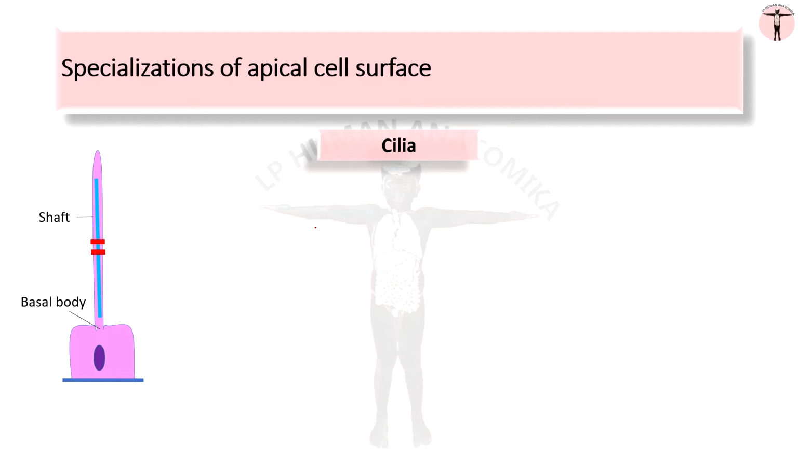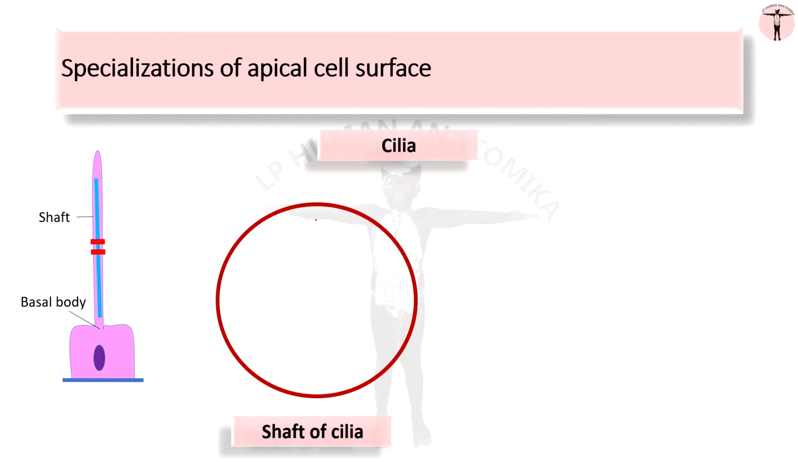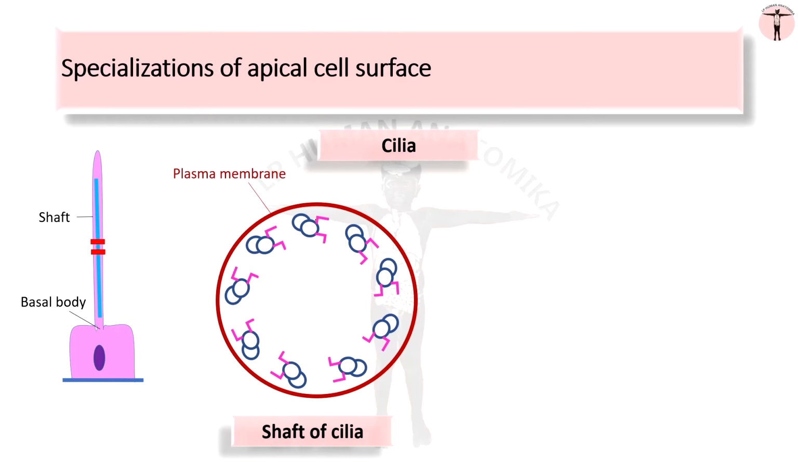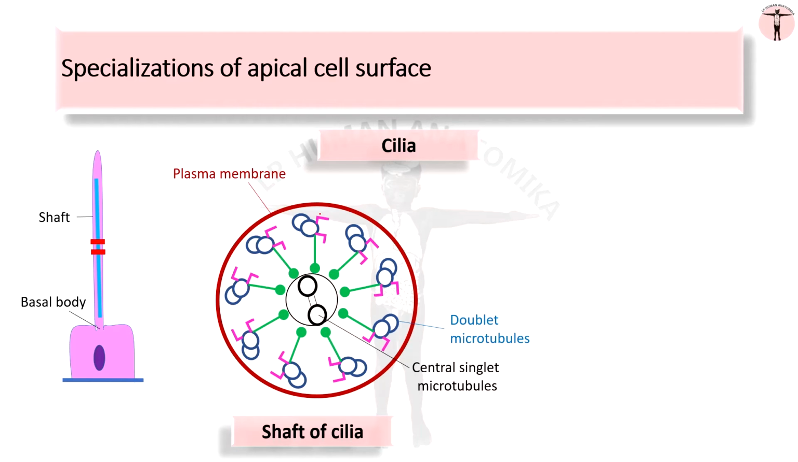Electron microscopic structure shows that the shaft consists of an outer covering formed by the cell membrane or plasma membrane and an inner core called the axoneme, formed by microtubules arranged in a definite manner. There is a central pair of tubules called the central singlet microtubules. This is surrounded by 9 pairs of doublet microtubules. The outer doublet tubules are connected to the inner singlet pair by radial structures like the spokes of a wheel, called radial spokes.